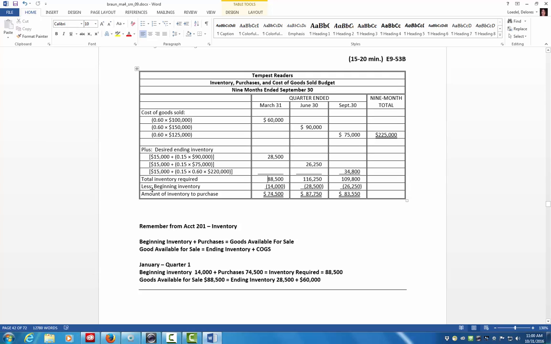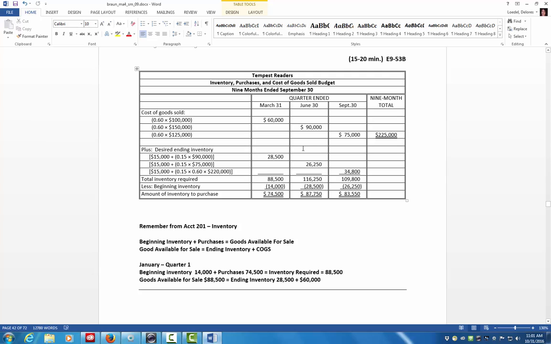Okay, so what is our beginning inventory? We're going to take the total inventory required less whatever our beginning inventory is to determine what we need to purchase. So if we're acquiring 88,500, now remember they gave us our beginning inventory here of 14,000. That was given to us in the problem. So we need to purchase $74,500 in inventory.